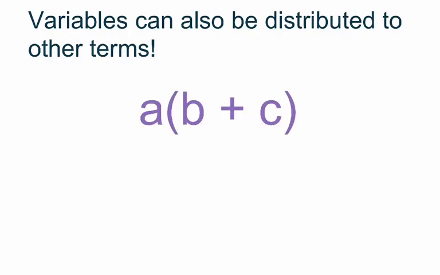Here there's just letters, just variables, no numbers. I've got an a outside of the parentheses. I'm going to distribute that into, or multiply it into, the b plus c. So how does that work? Well, it works like this. Check it out. So again, arrows. A times the b, and then we're going to multiply a times the c. And here's what that looks like.